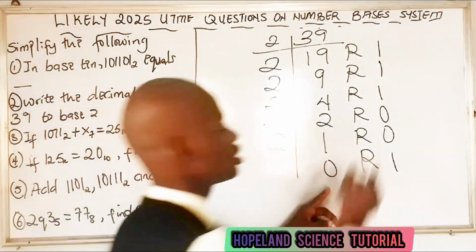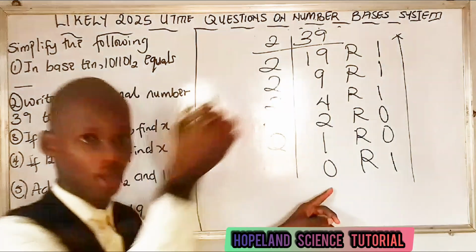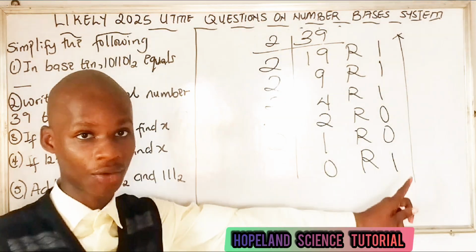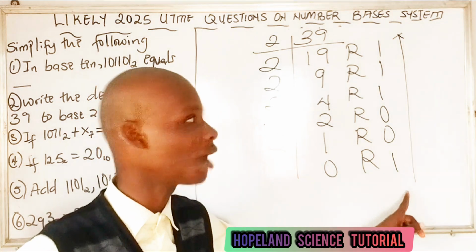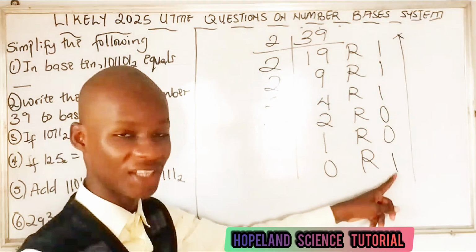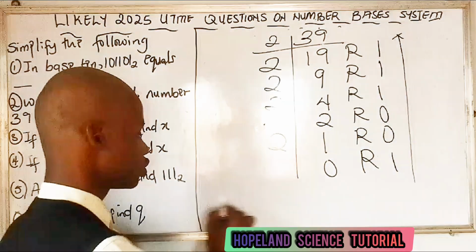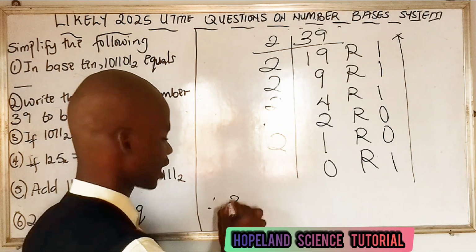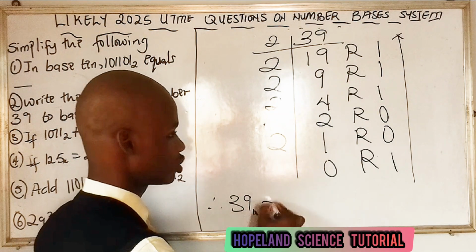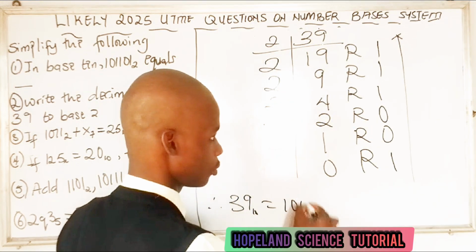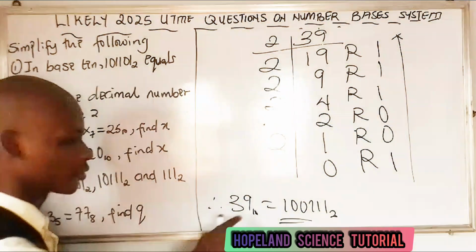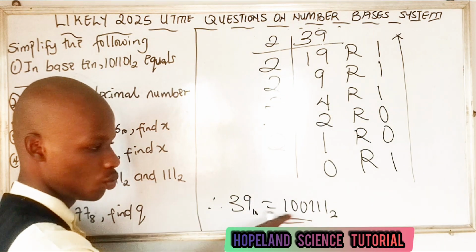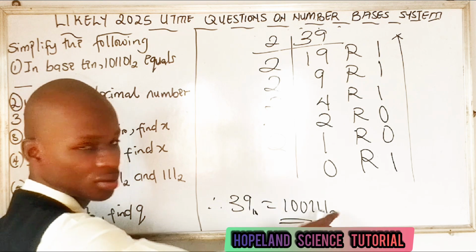Now the next step you take is to draw an arrow pointing upward. Now what is the importance of this arrow? It's trying to tell you that you are going to pick the remainder from the down upward. So what is the first digit remainder downward? It is 1, right? Therefore we are going to say 39 base 10 is equal to 100,111 base 2. So this is the equivalent value of 39 base 10 to base 2, 100,111 base 2.